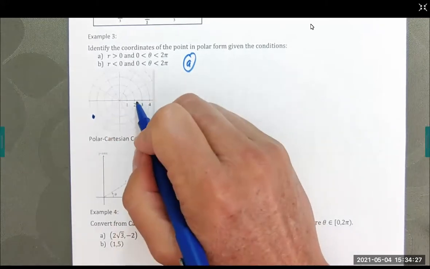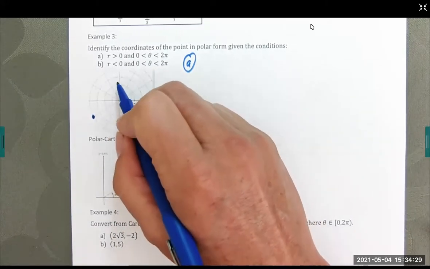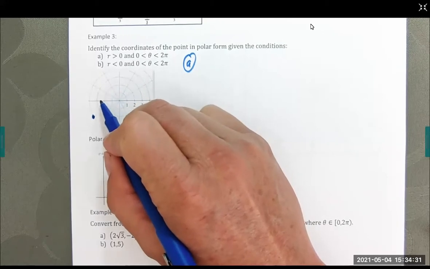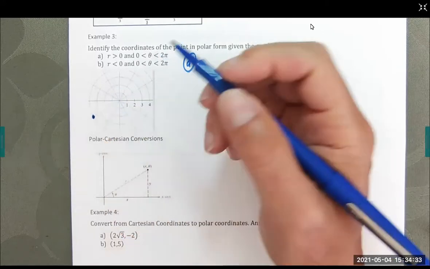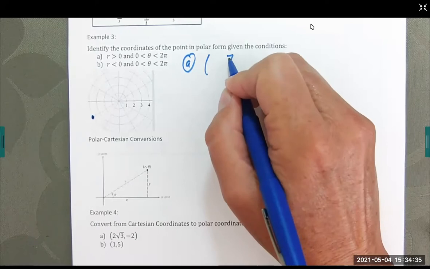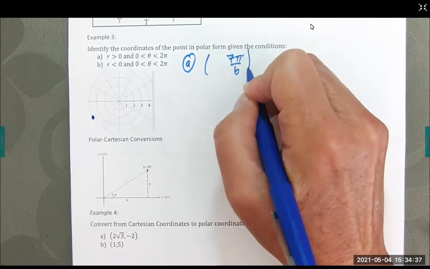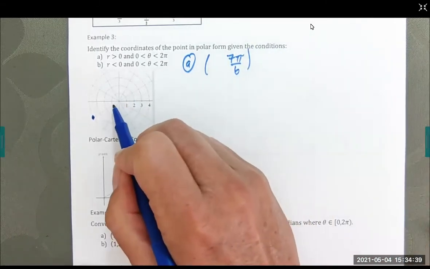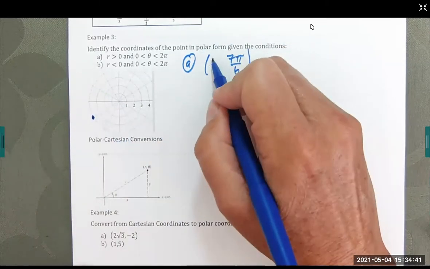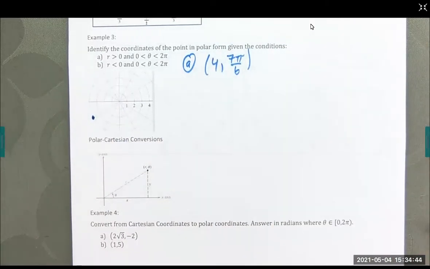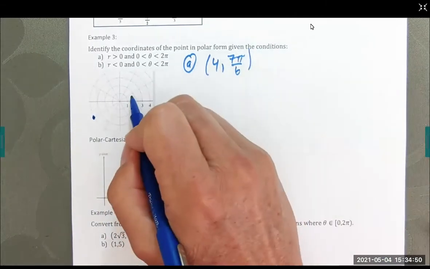All right, so let's see. These are broken up into pi over 6s. So pi over 6, 2 pi over 6, 3 pi over 6, 4 pi over 6, 5 pi over 6, 6 pi over 6, 7 pi over 6. 7 pi over 6. And what is our radius? 1, 2, 3, 4. So part A, where r is positive and theta is also positive, we're good there. So we went this way.